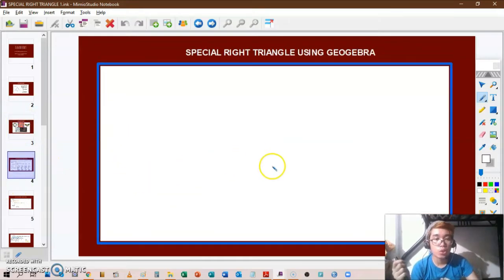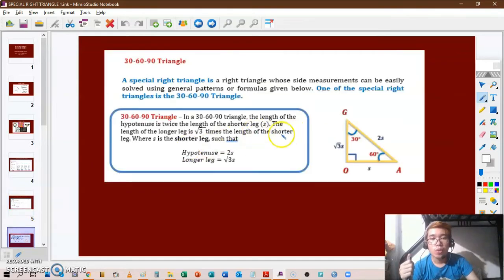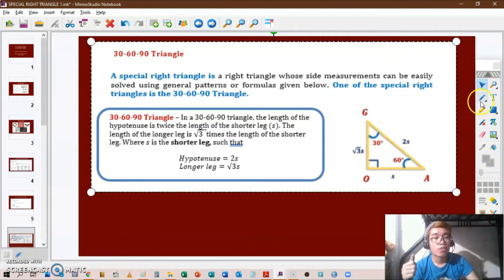Also, using GeoGebra, we can map and find the properties of these special right triangles. So what is a special right triangle? It's a right triangle that follows a specific pattern. The first one is a 30, 60, 90 triangle.